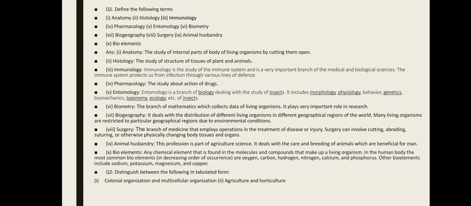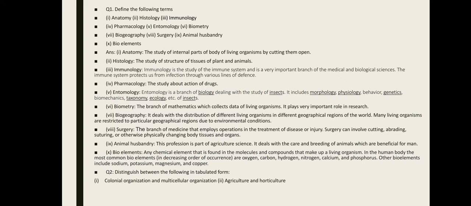Surgery is the branch of medicine that employs operations in the treatment of disease or injury. Surgery can involve cutting, abrading, suturing, or otherwise physically changing body, tissues, and organs. Animal husbandry. This profession is part of agriculture science. It deals with the care and breeding of animals which are beneficial for man.